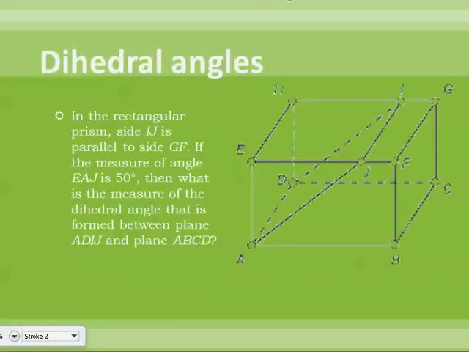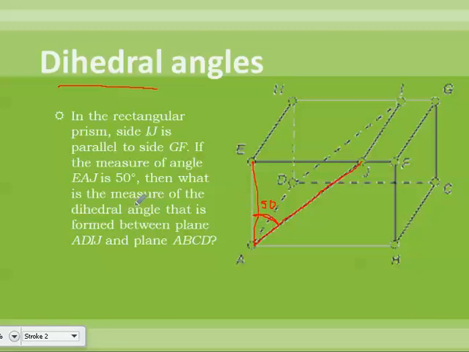Moving forward. Dihedral angles. A dihedral angle is an angle between a plane and another plane. So if I'm looking at this prism that's drawn right here, and they tell you that this angle right here is 50 degrees. How do I know they're telling me it's that one? See how it says EAJ? Putting my point on E, going down to A, going up to J. That's the angle they gave me. They told me that's 50 degrees.